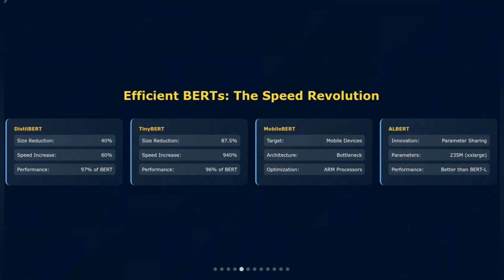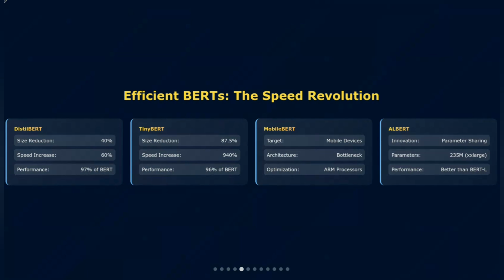TinyBERT pushes compression even further through a 2-stage distillation process. First, it performs general distillation during pre-training, then task-specific distillation during fine-tuning. TinyBERT achieved 7.5x parameter reduction and 9.4x speedup while maintaining over 96% performance on GLUE. The key innovation is distilling at multiple levels: embeddings, hidden states, attention matrices, and predictions.